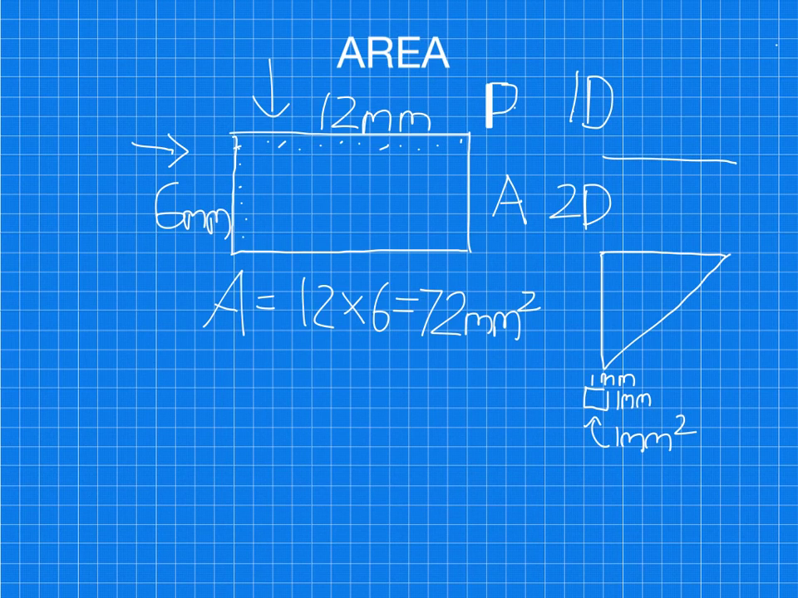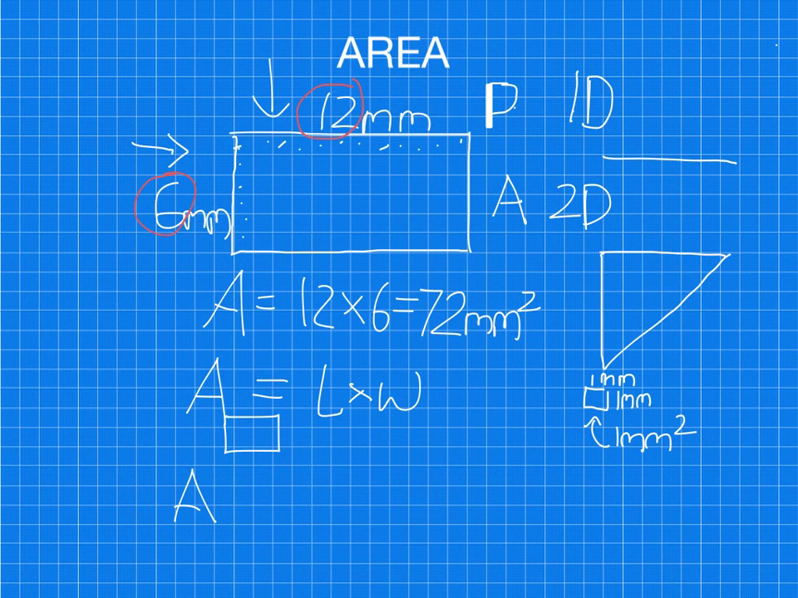So the general formula for the area of a rectangle is just the length times the width. Now, because we're multiplying and the order doesn't matter, it doesn't matter whether we say this is the length and this is the width, or vice versa. It doesn't matter in this question whether we say L is 12 or L is 6. Okay, so a lot of area is just substituting into a formula, which we did in algebra.